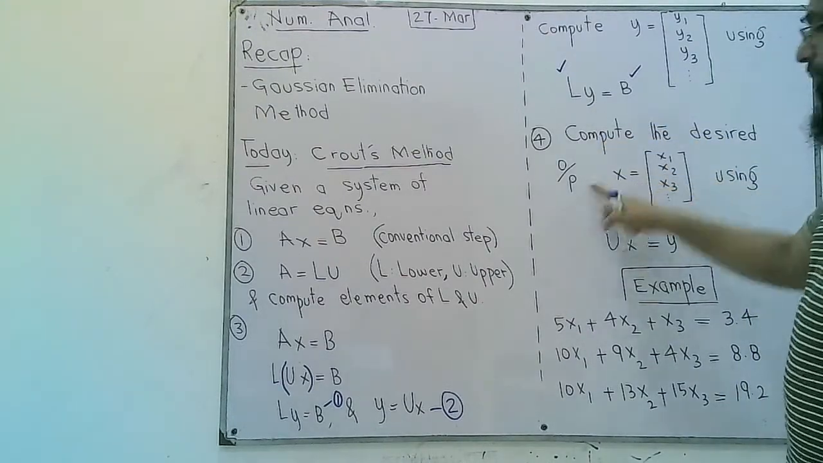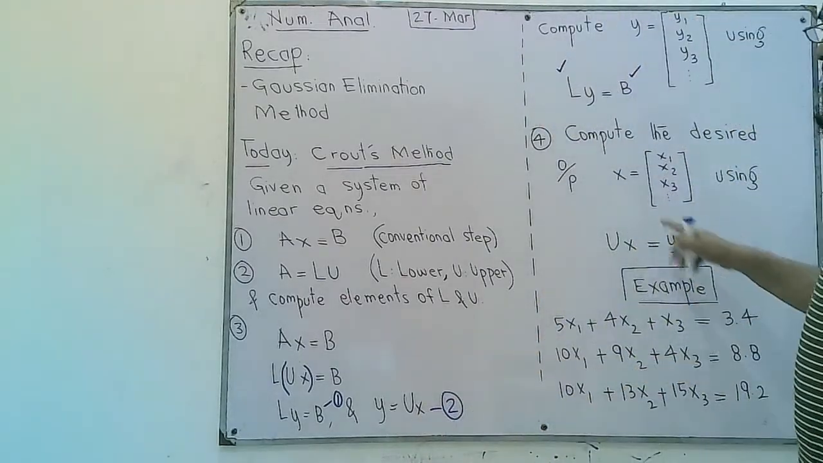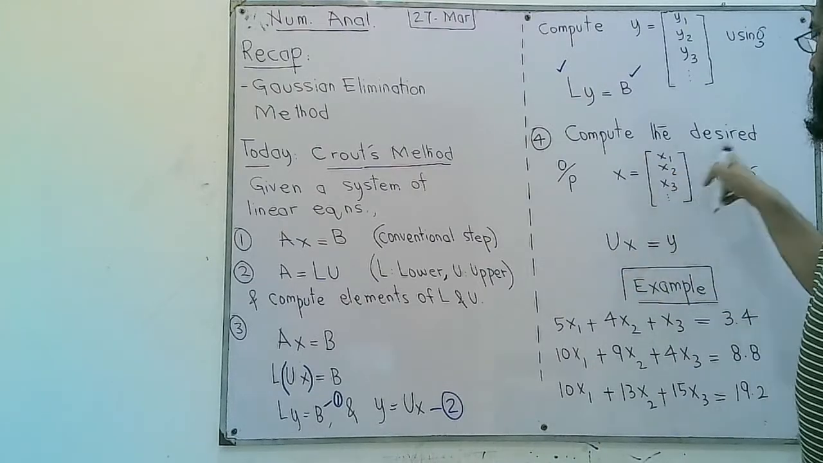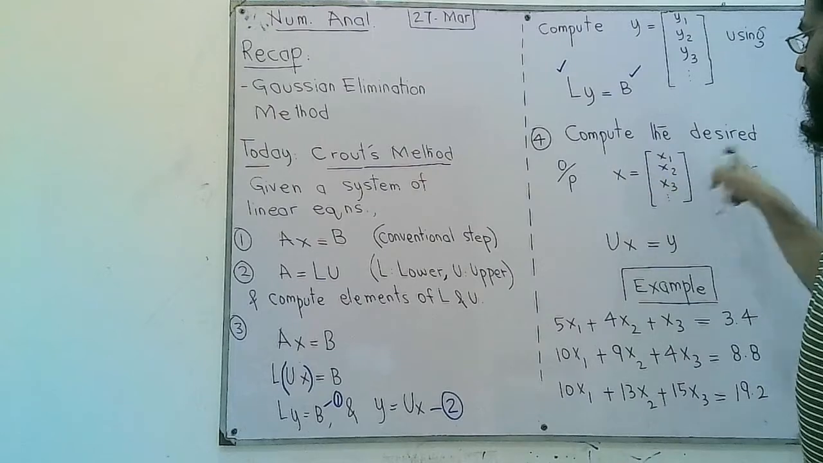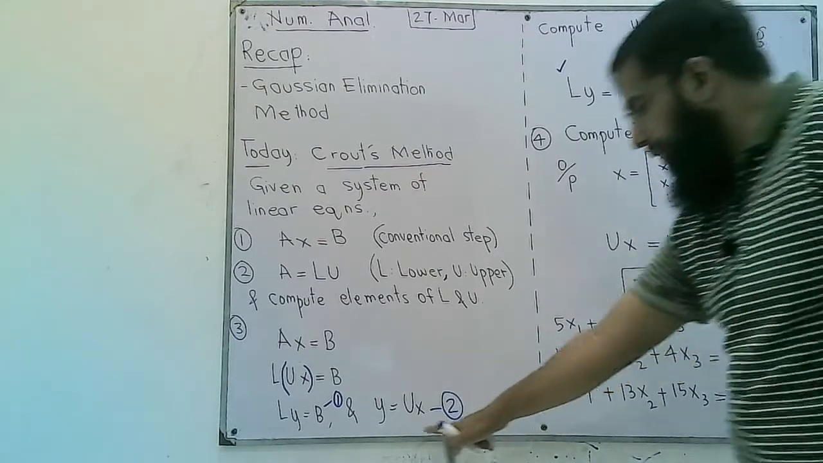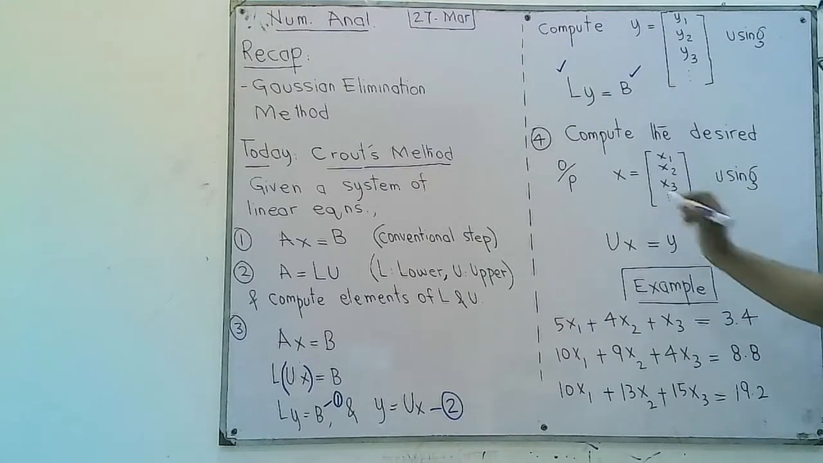And in step number 4, we'll find x using equation number 2. x is also a vector, the vector of our desired variables x1, x2, x3, and so on. Ux is equal to y, the second equation, and we know U, and in step number 3 we have computed y, so now we can compute x. Next we are going to solve an example to better understand these 4 steps.